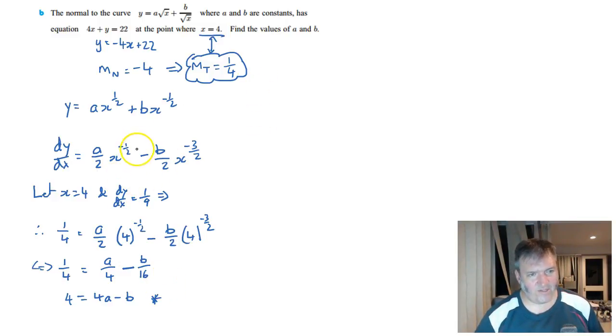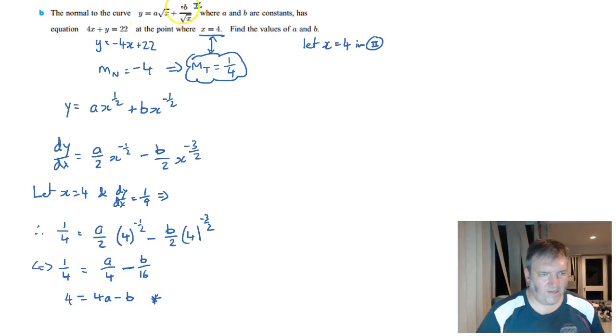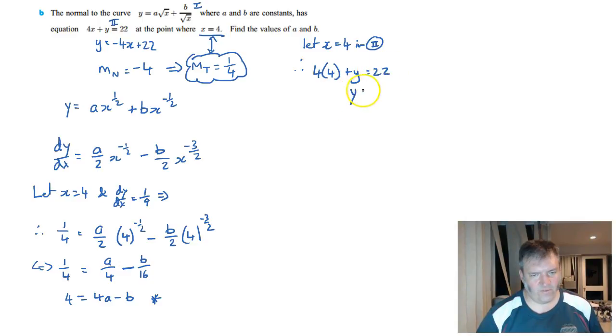All right, I've got one equation in terms of a and b. I must be able to find another one. Well, I know when x equals 4, this equation is true. So let's go ahead and solve that one. Let x equal 4 in equation 2. And because I've gone to equation 2, remember, go back and just make it clear which equation you're working with. Therefore, 4 multiplied by 4 plus y equals 22. Subtracting 16, I'm going to get y equals 6.